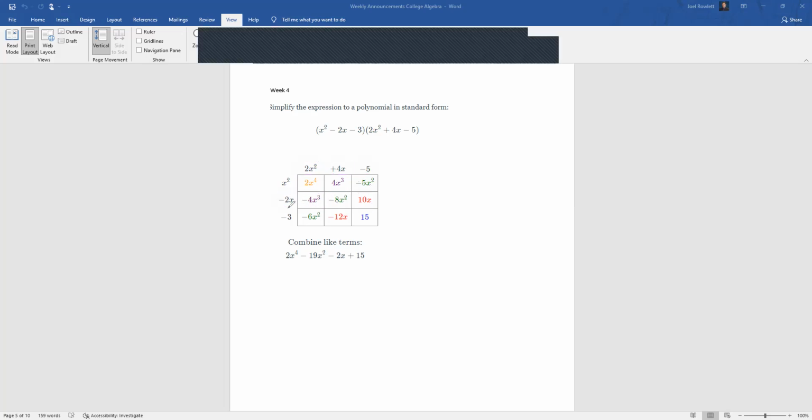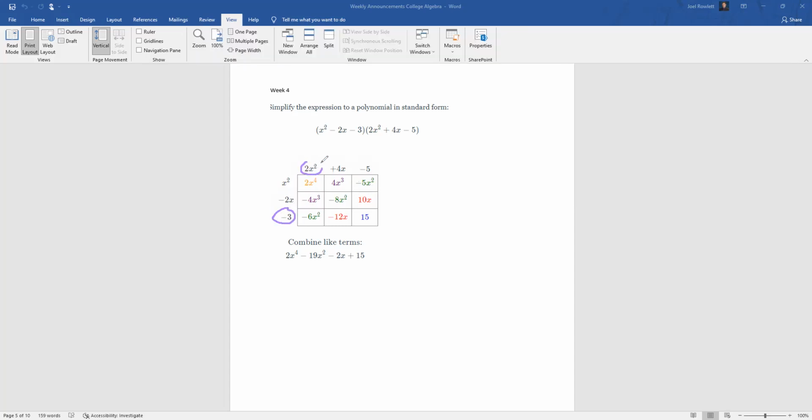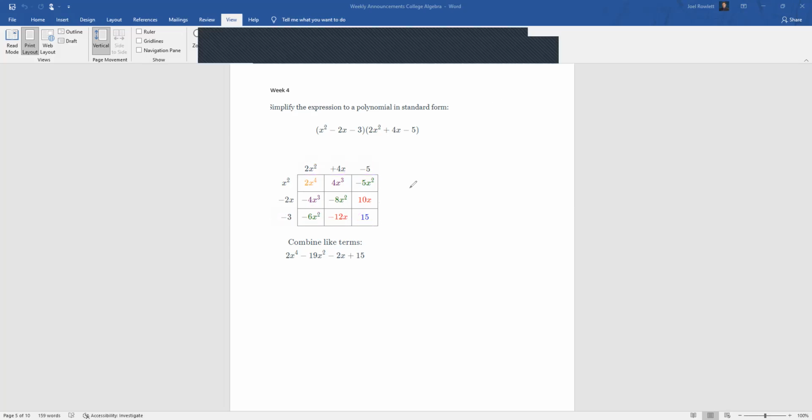And lastly, we'll grab the negative 3. And we will distribute the negative 3 across each of the terms here on the column headers. And negative 3 times positive 2x squared is negative 6x squared. Negative 3 times positive 4x is negative 12x. And then I have negative 3 times negative 5, which is a positive 15. And once we have done that, the box is completed. And the only thing left to do is simply combine like terms.